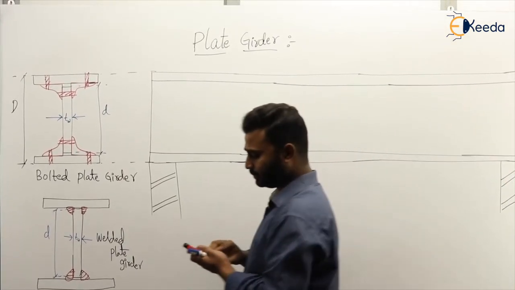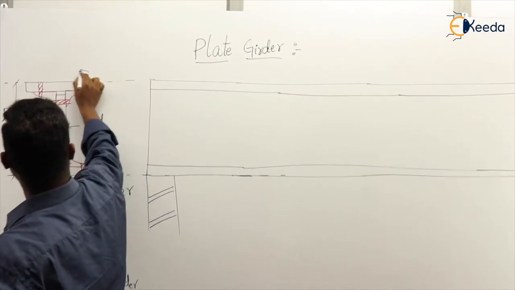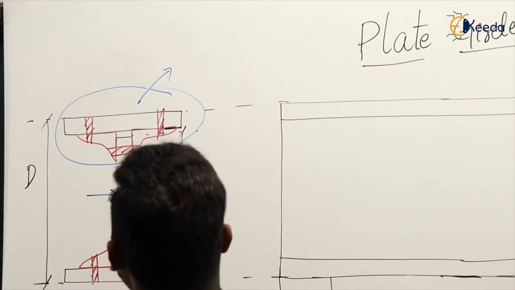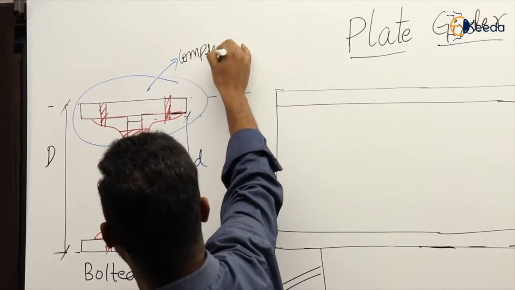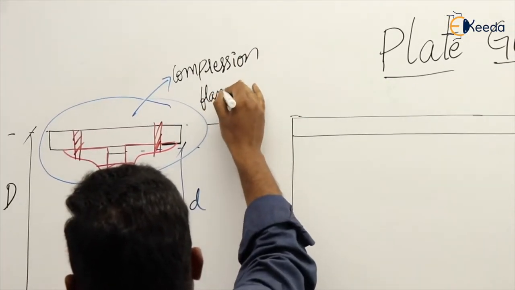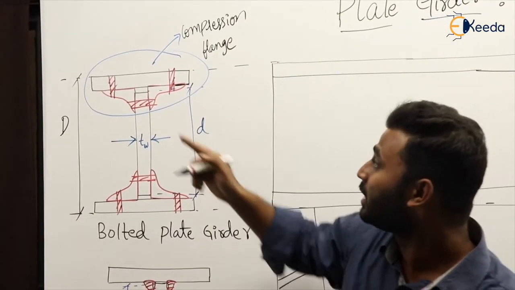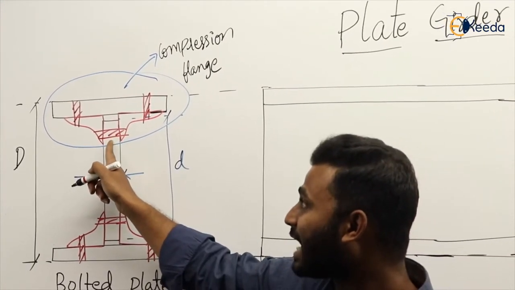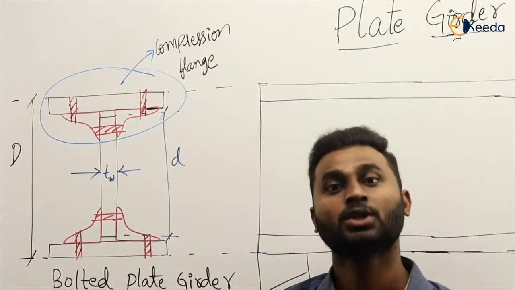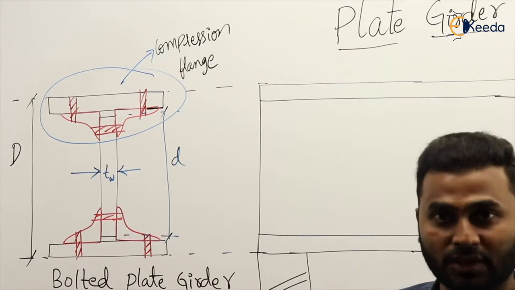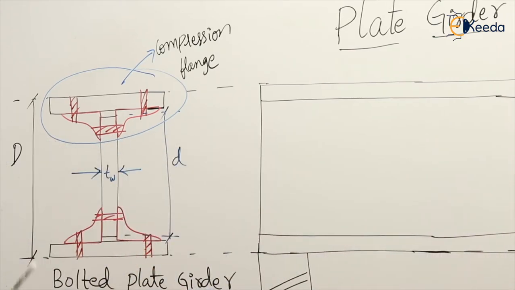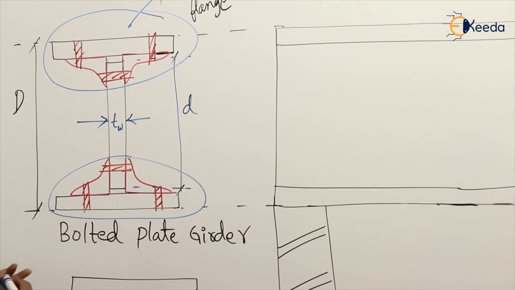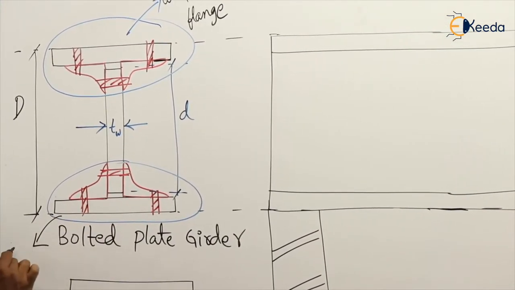Now if you observe here, in the bolted plate girder, this total is called the compression flange. In a bolted plate girder, the compression flange is nothing but the compression plate, then two angles, and then the web equivalent. So see here, some web is sandwiched between these two angles. Clear or not? Flange angles, so that is also included in the flange. Okay, compression flange. And if we take the tension side, this total is called the tension flange.